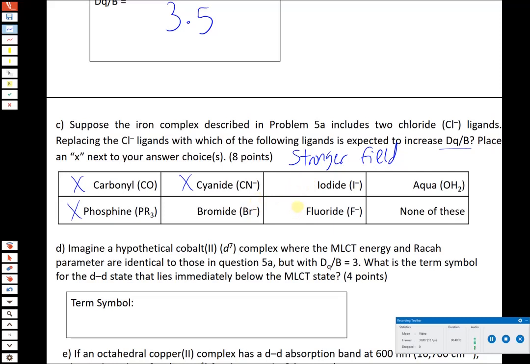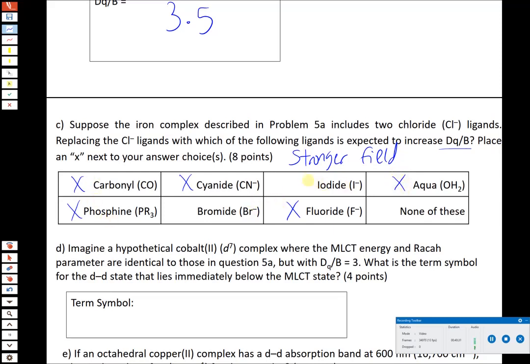Fluoride, though, it's also a pi donor. It's also a halide, so it's not that much different than chloride. But because of its smaller size, it's a stronger sigma donor, which makes it a stronger field ligand. The field splitting will be larger for that. And then aqua is basically a sigma-only ligand or a very weak pi donor, but again, smaller than chloride, so typically stronger field. So those would be the ones that you put X's by.